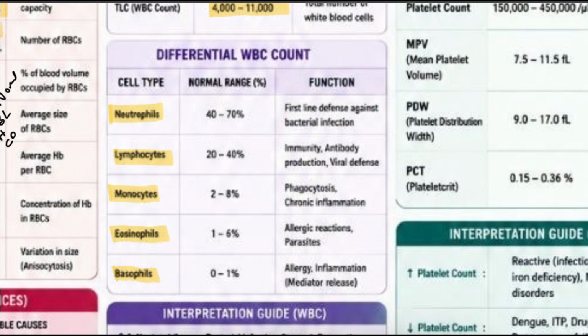Okay, in a simple point of view, if you're seeing neutrophils, we have to suspect bacterial infection. If it's lymphocytes, we have to suspect virus and virus related things. If it's monocytes, chronic infection. If it's eosinophils, allergies and parasites. If it's basophils, the patient has some bone marrow disorders, allergic inflammation or mediator release.